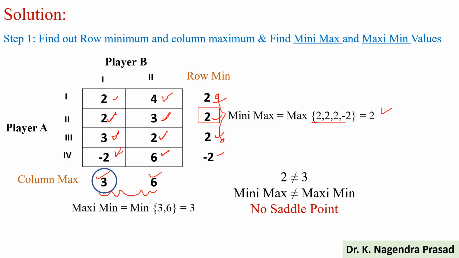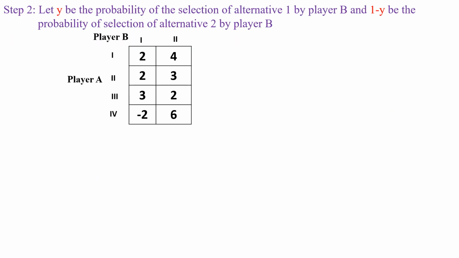So here one value is 2 and the other is 3, and 2 is not equal to 3. So the given game does not have a saddle point. So the game has no saddle point. Let's see the second step.